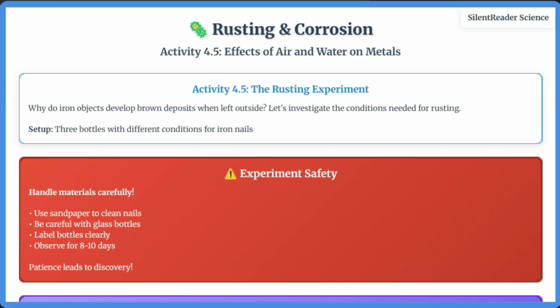Rusting causes significant economic damage, but we can prevent it through painting, oiling, greasing, or galvanization. Interestingly, the ancient iron pillar of Delhi, made over 1600 years ago, shows barely any rust despite centuries of exposure, demonstrating advanced metallurgical skills in ancient India.